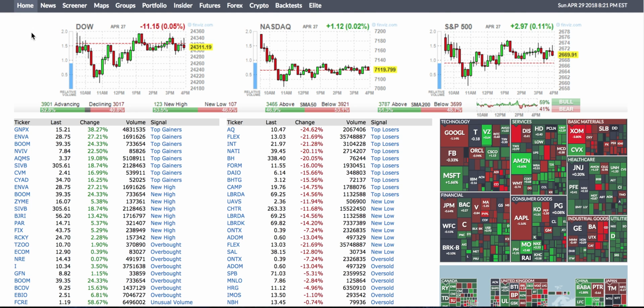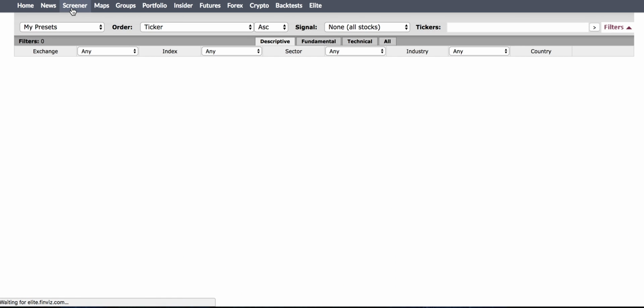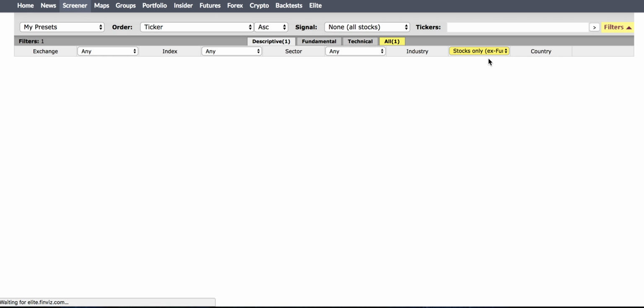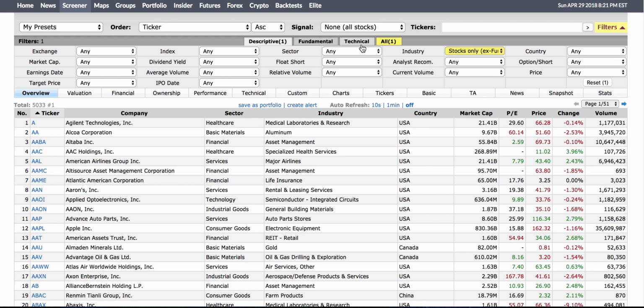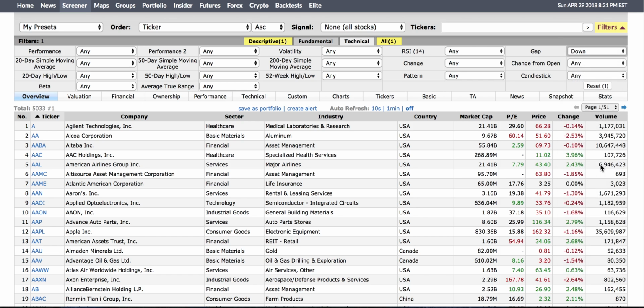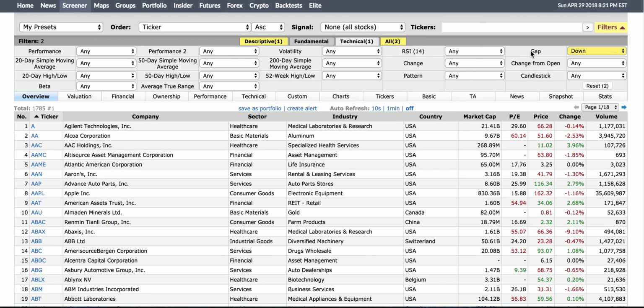I'm using this website, finviz.com. What we do is go on the screeners. So, in terms of trying to find what kind of setups you want to trade for gaps, let's say we want to trade gap downs. So we want to trade stocks which are gapping down. You see a whole list of 1785 stocks.